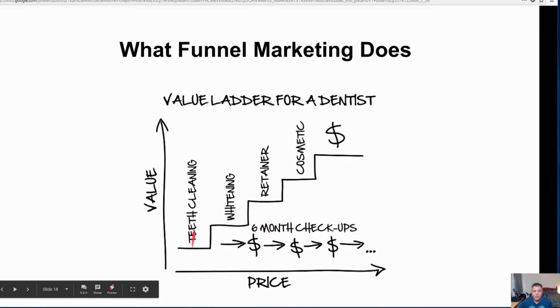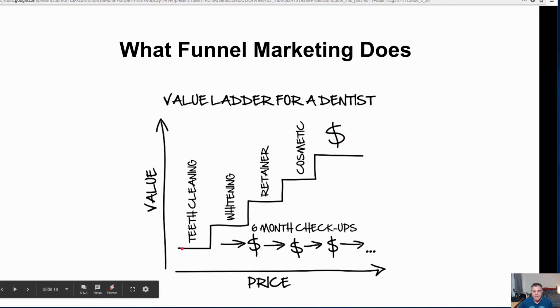So at the bottom, we have teeth cleaning. That's the cheapest. Then teeth whitening, that's a bit more expensive. Then a retainer or braces, that's more expensive. Cosmetic surgery, that's even more expensive. And then you might get up into the real high-end stuff, things like teeth implants, which are thousands of dollars. I know it's like $5,000 just to get one tooth implant, right? So that's the value ladder, from the really low end up to the high-end ticket stuff.